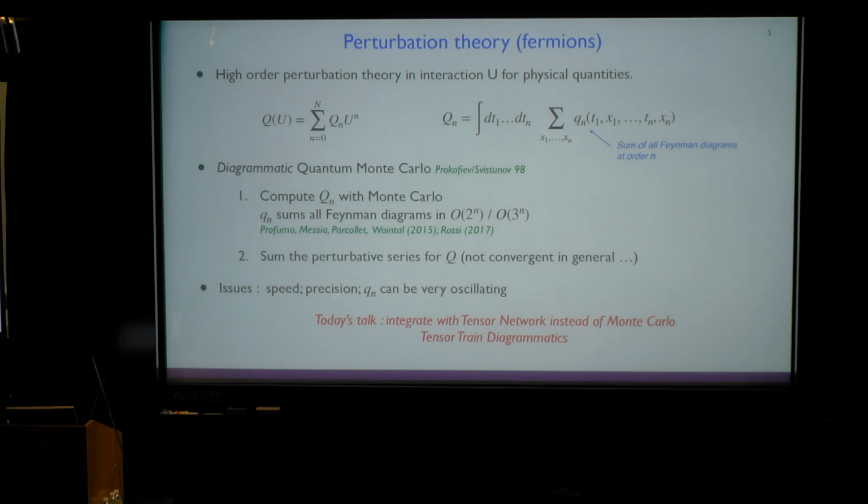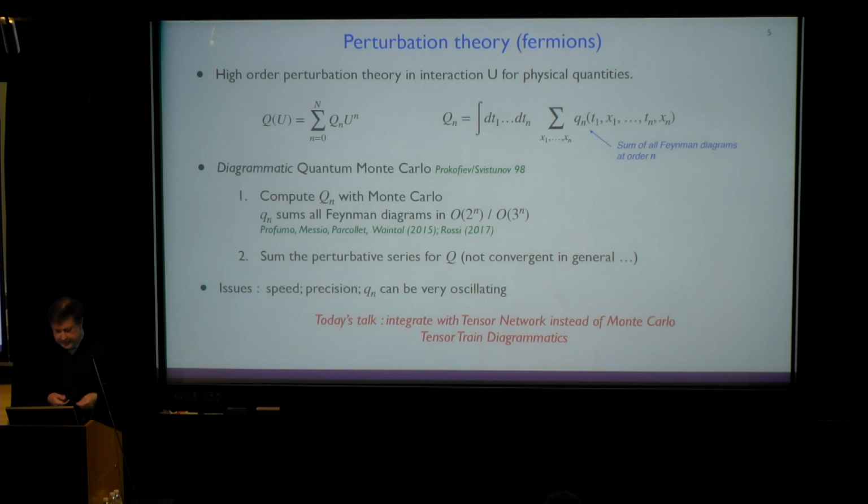And there's been a lot of activity in our field by a subgroup of the field, called diagrammatic quantum Monte Carlo, following ideas by Prokof'ev and Svistunov, which goes basically as follows. You compute Q_n with Monte Carlo techniques, where Q_n sums all the Feynman diagrams. Originally, in the original proposal, the diagrams were explored stochastically. More modern versions use resummed expressions for the Feynman diagrams that can sum all of them in exponential time, not factorial: 2 to the n out of equilibrium, 3 to the n in equilibrium.